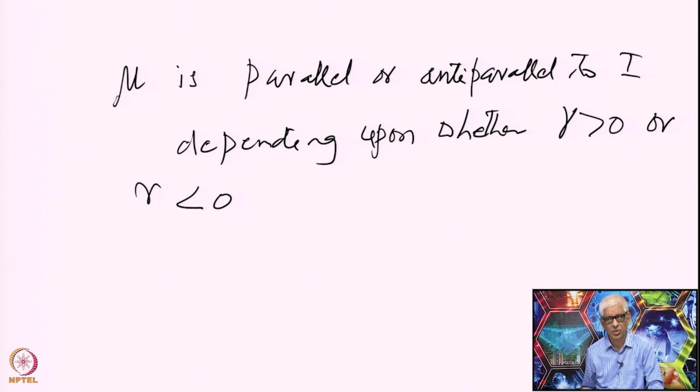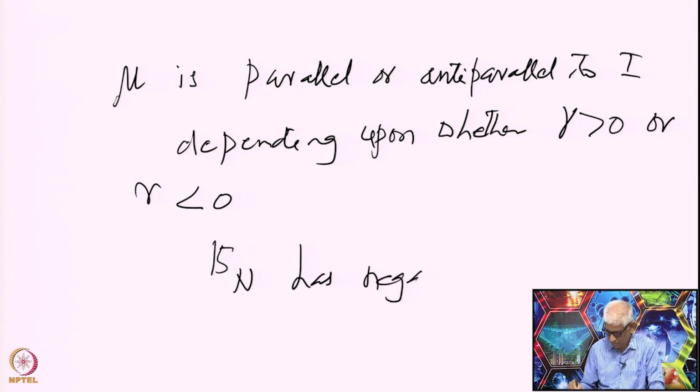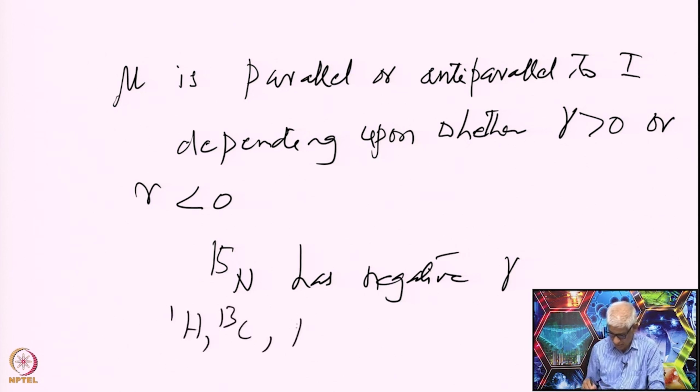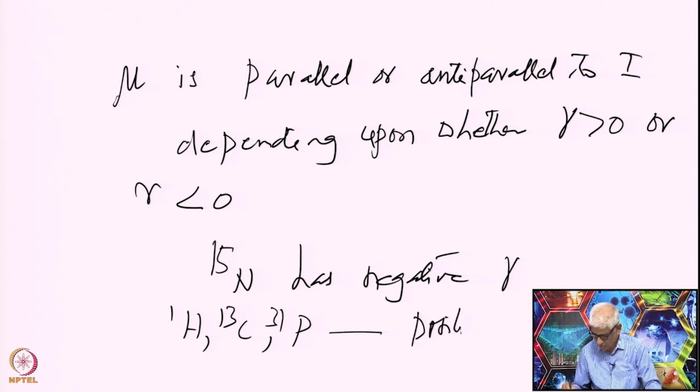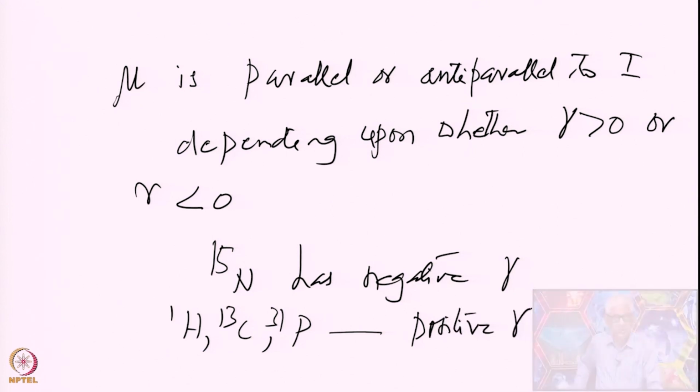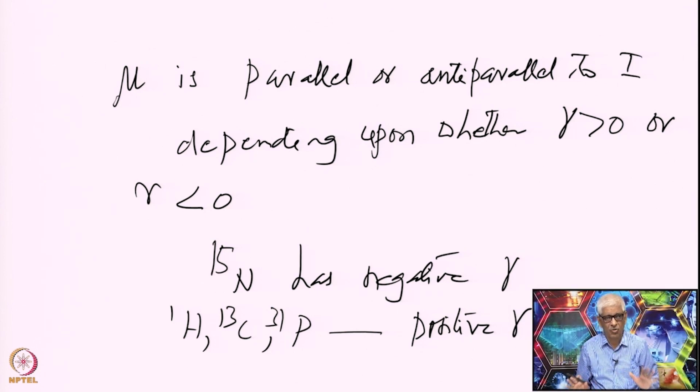This can happen, gamma can be positive or negative. Most nuclei have it positive, but some nuclei have it negative also. For example, nitrogen 15 has negative gamma, while proton, carbon 13, P31 are positive. I am labeling only those nuclei which are of common interest in biology, structural biology. So, these ones have positive gamma. This is the fundamental property of the nuclei.